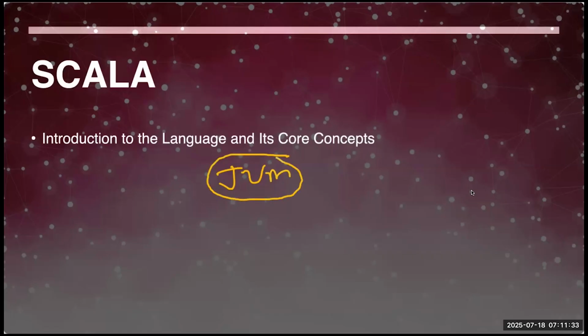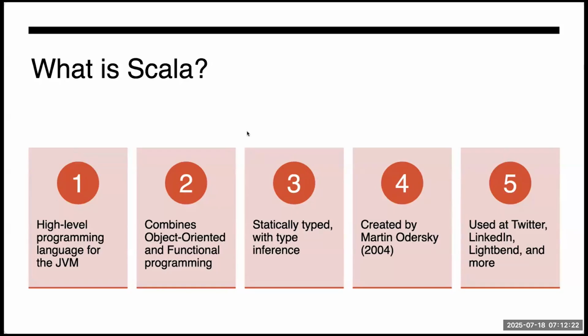It will run similar to how Java code is run, but it is different from Java. You can use some of the Java libraries in Scala, and Scala libraries can also be used while working in Java, because both are converted into bytecode and then run on the JVM. So it can work both ways. If you want to use some libraries from here to there, you can. So, a high level programming language for JVM.